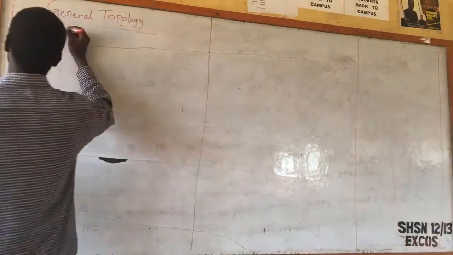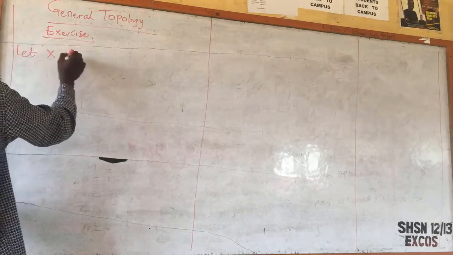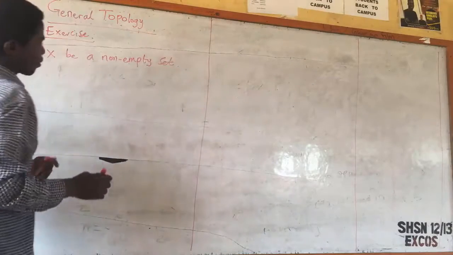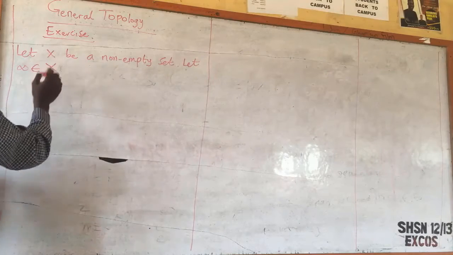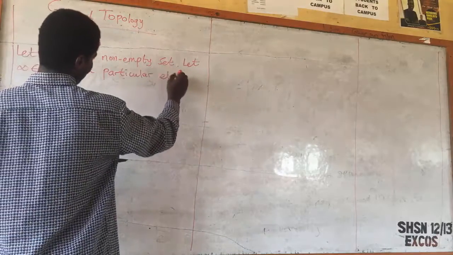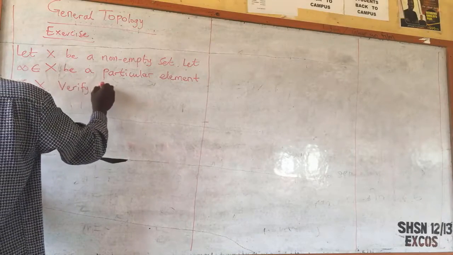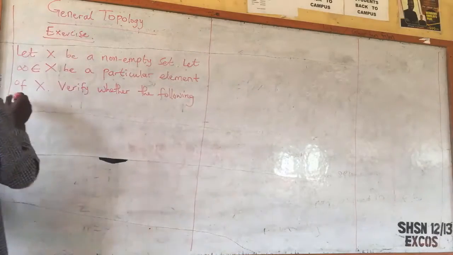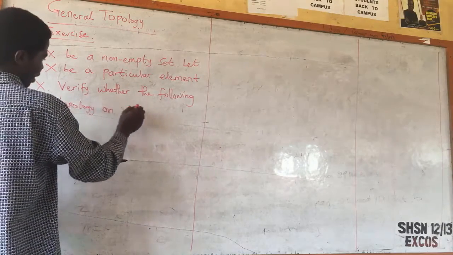Exercise. Let X be a non-empty set, and let infinity be a member of X. Let infinity in X be a particular element of X. Verify whether the following form a topology on X.